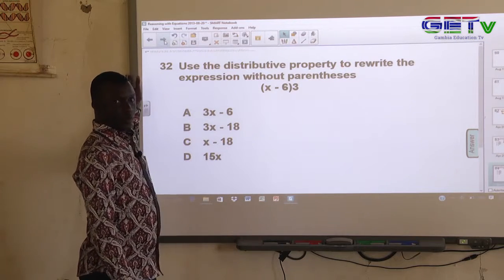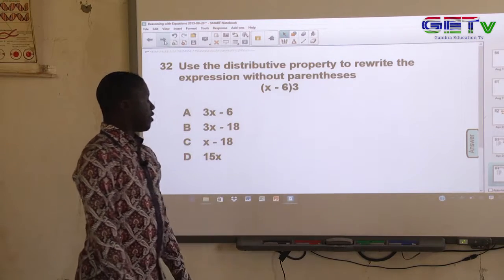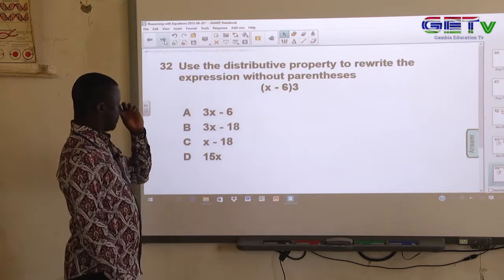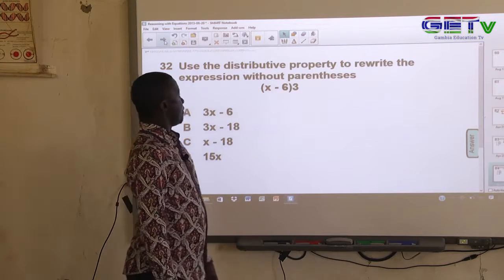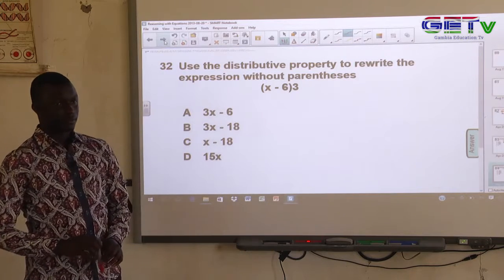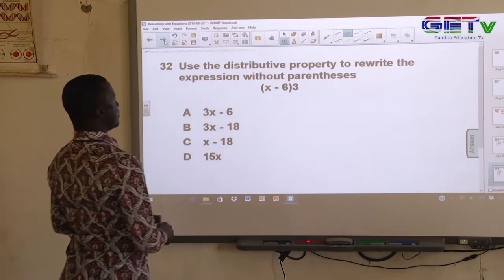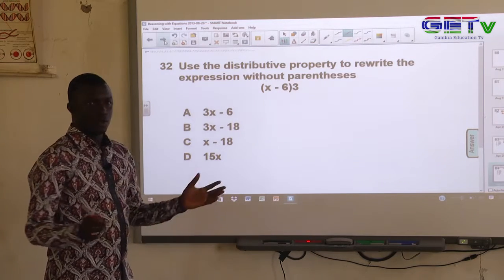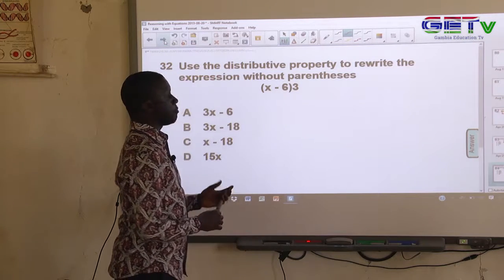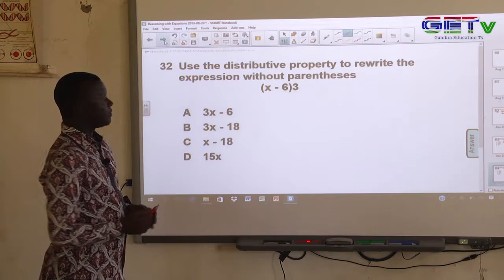I will expect you to do this, write this down and work it out for yourself. I hope most of you have worked it out. Use the distributive property to write the expression without parentheses, without the bracket. There we expand.